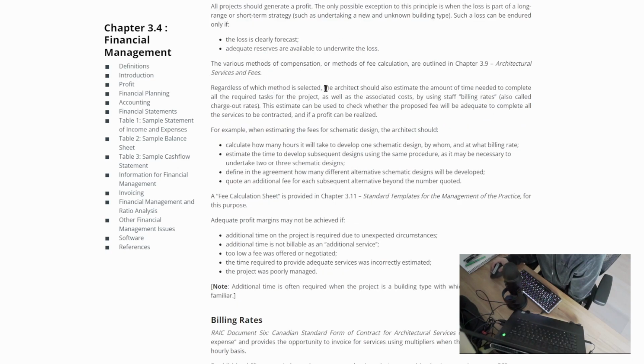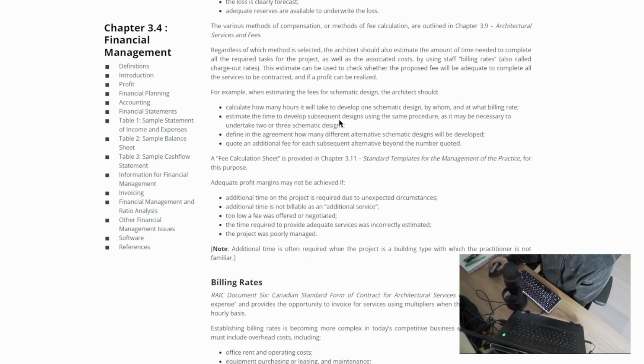Regardless of which method is selected, the architect should also estimate the amount of time needed to complete all the required tasks for the project, as well as the associated costs, by using staff billing rates, also called charge-out rates. This estimate can be used to check whether the proposed fee will be adequate to complete all the services to be contracted, and if a profit can be realized.